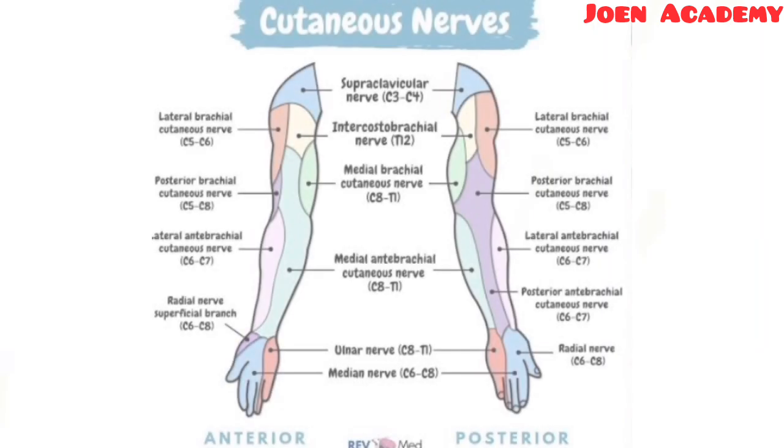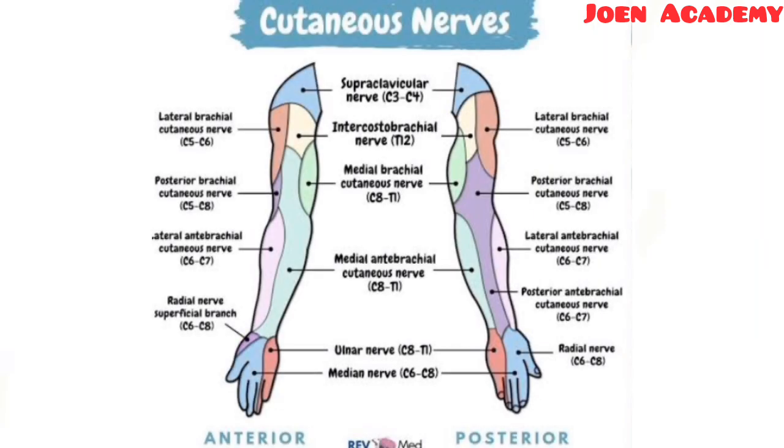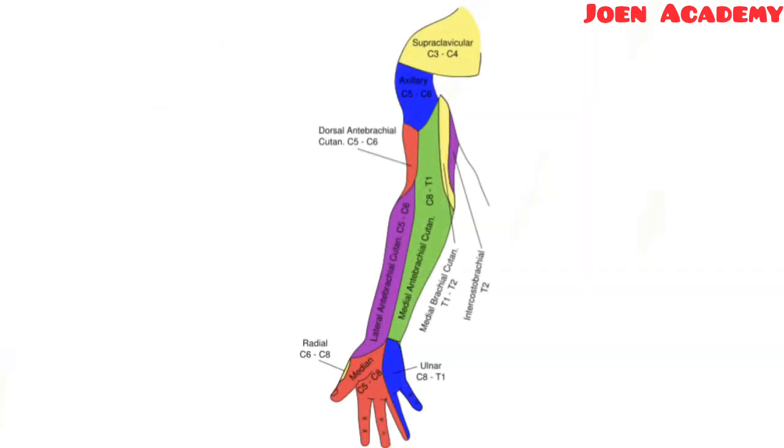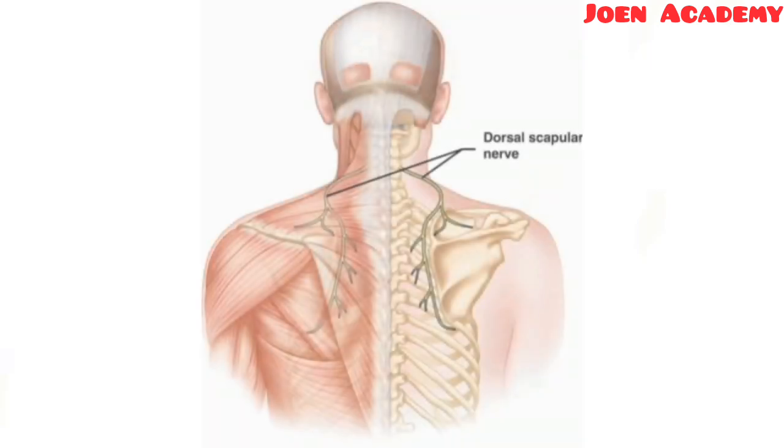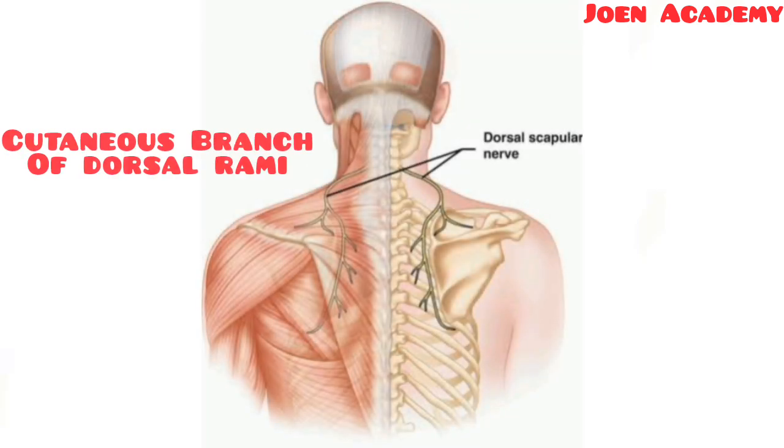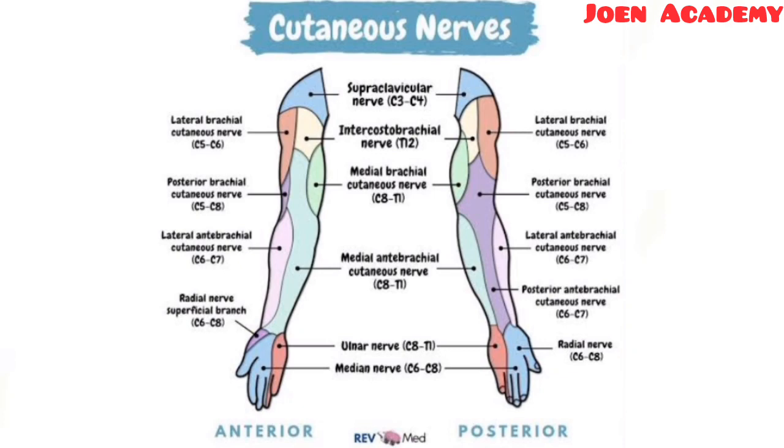The brachial plexus also supplies all of the cutaneous innervation of the upper limb, except for the area of the axilla, which is supplied by the supraclavicular nerve, and the dorsal scapular area, which is supplied by the cutaneous branch of the dorsal rami. Please don't get confused whenever you hear cutaneous innervation. It simply means an area of skin which is supplied by a specific cutaneous nerve.